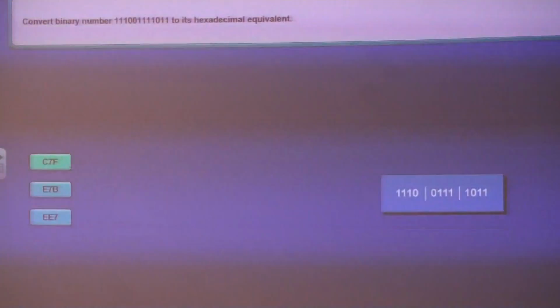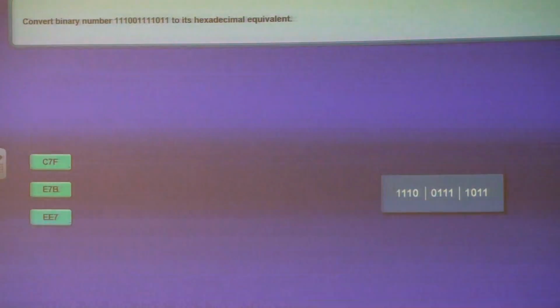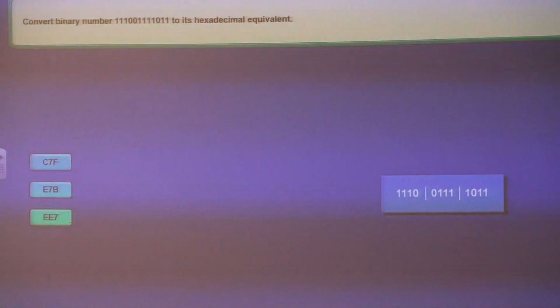All right, so there you go. The binary number 110011111111 converted to its hexadecimal equivalent. First one with the right answer has the right answer. Hey. I didn't even group it out for you. So you can narrow one out just by doing the first 4 there.